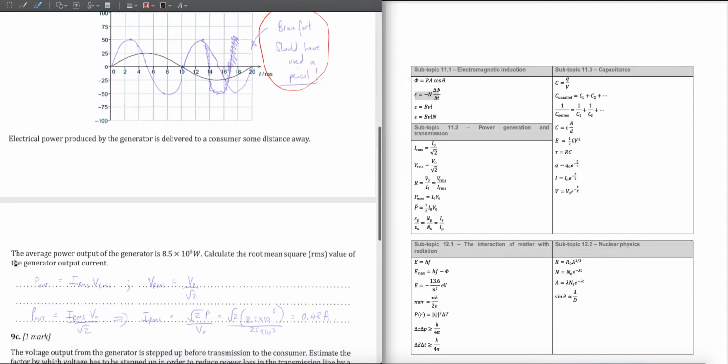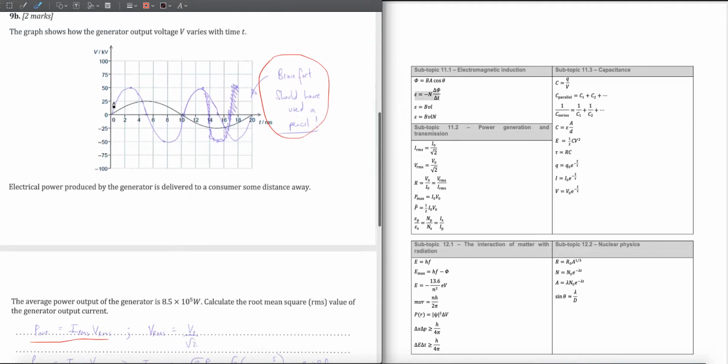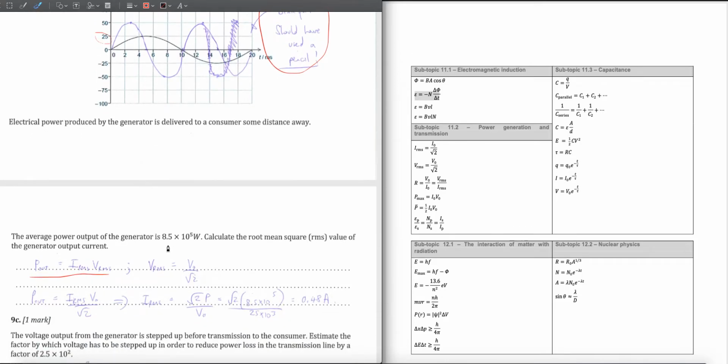We're told firstly that the average power output of the generator is 8.5 times 10 to the 5 watts. Calculate the root mean square current. We're on RMS again. Well, we know that the power out is simply the product of the RMS current and voltage, and that the RMS is linked by 1 over root 2 to the peak. Why do we want that? Well, we actually know the peak in this case, which is 25, and being very careful to remember that's 25 kilovolts, not 25 volts. So we want to calculate the RMS current, which is the aim of the game here.